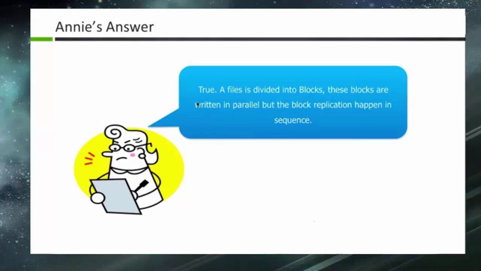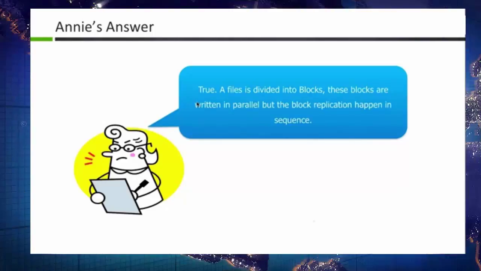Now, true: a file is divided into blocks. These blocks are written in parallel, but the block replication happens in sequence. So Annie has given you an explanation as well. Good.